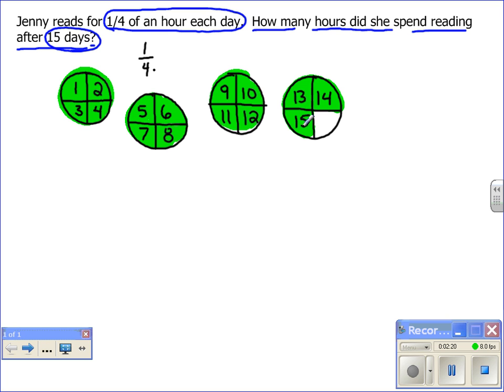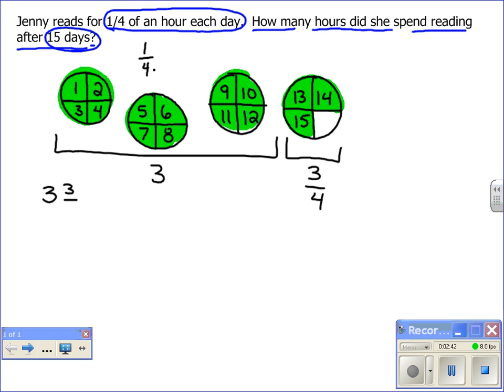If I want to write this as a number, we'll take a closer look at this picture. Here I have 3 whole hours. And here I don't have quite one whole hour, but I have 3/4 of an hour. 4 pieces, and 3 of them are highlighted. So one way that I could write this as a number is 3 3/4. If I wrote it that way, that kind of number is called a mixed number.